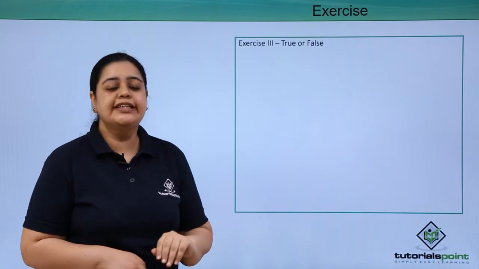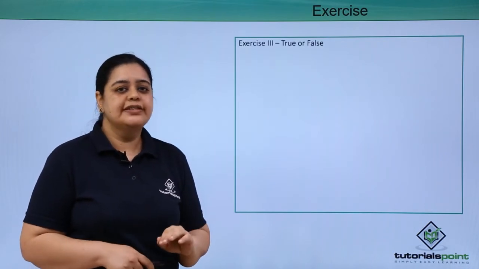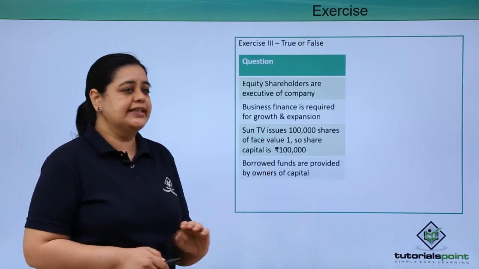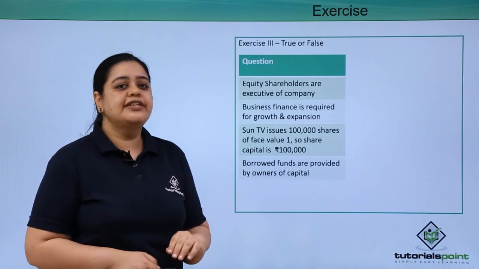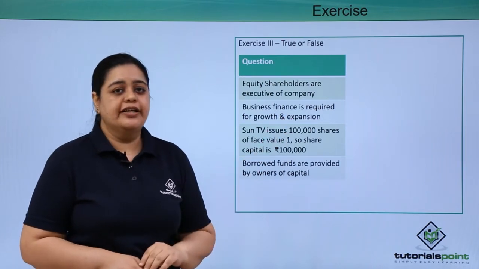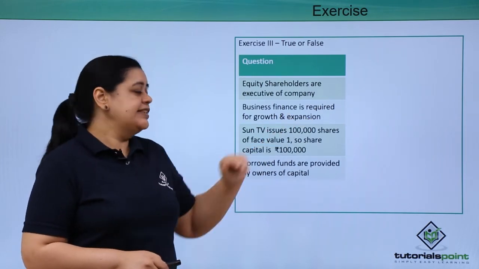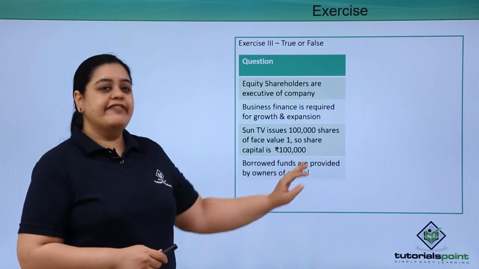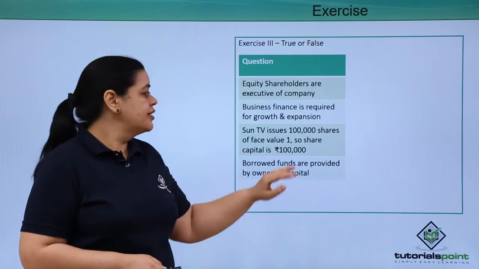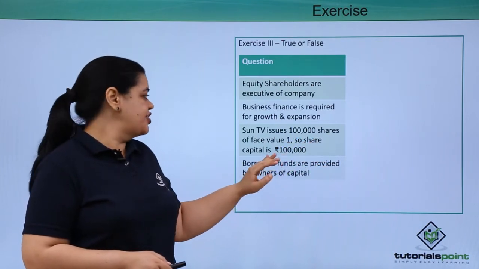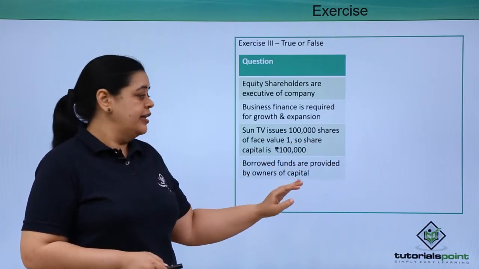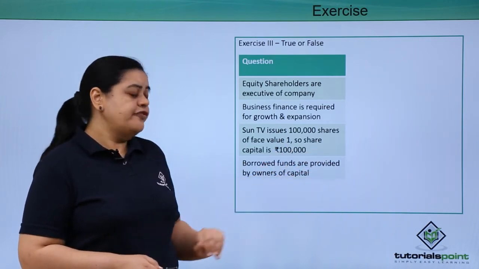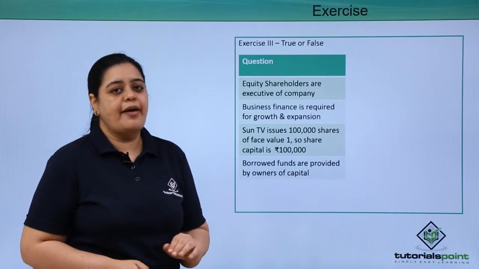Now this is exercise number 3. You have to state whether it's a true or a false statement. So what are the statements given to us? Let's see that. Equity shareholders are executives of the company. True or false? Then business finance is required for growth and expansion. Sun TV, this is the third statement given to us, that Sun TV has issued 1 lakh shares of face value 1. So share capital is 1 lakh. True or false? Then borrowed funds are provided by owners of the capital.